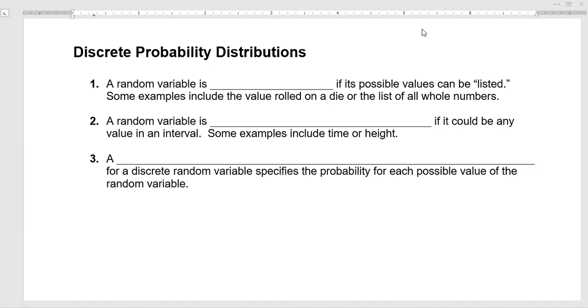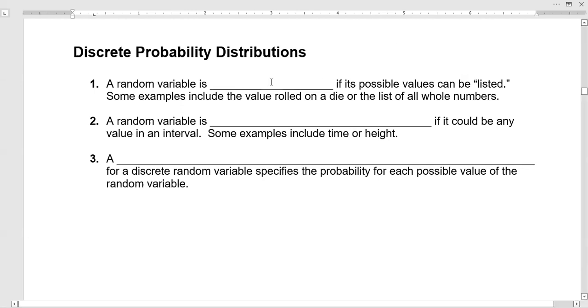So the first two definitions are actually a callback to when we were organizing our quantitative and qualitative data. So remember that quantitative data could be one of two things. It could be discrete or it could be continuous. So the same thing's going to be true when we're looking at our random variables, which are basically like our events that we're interested in when we're talking probability.